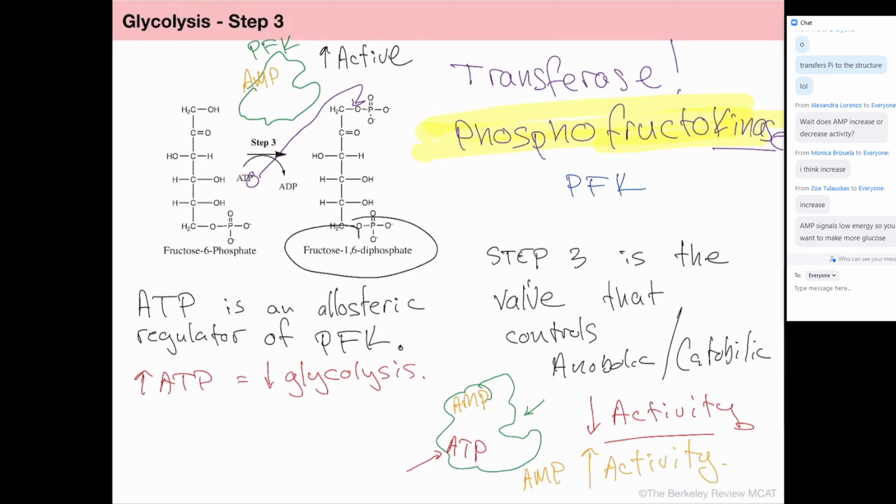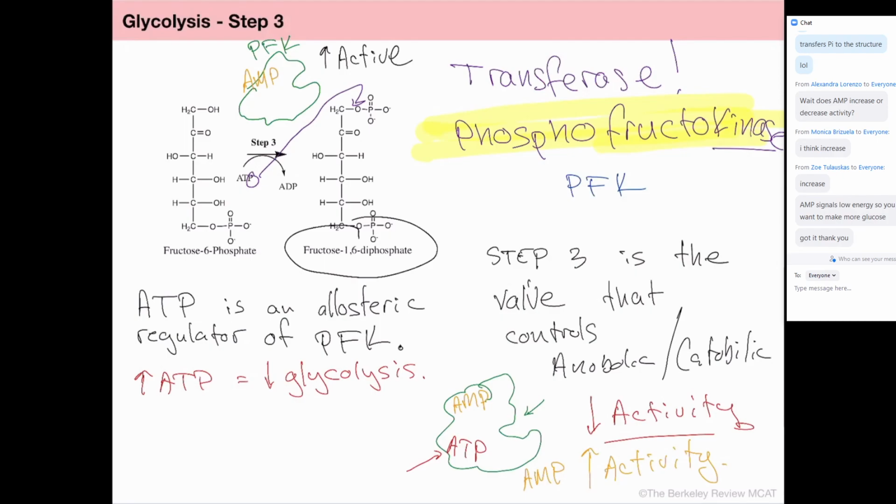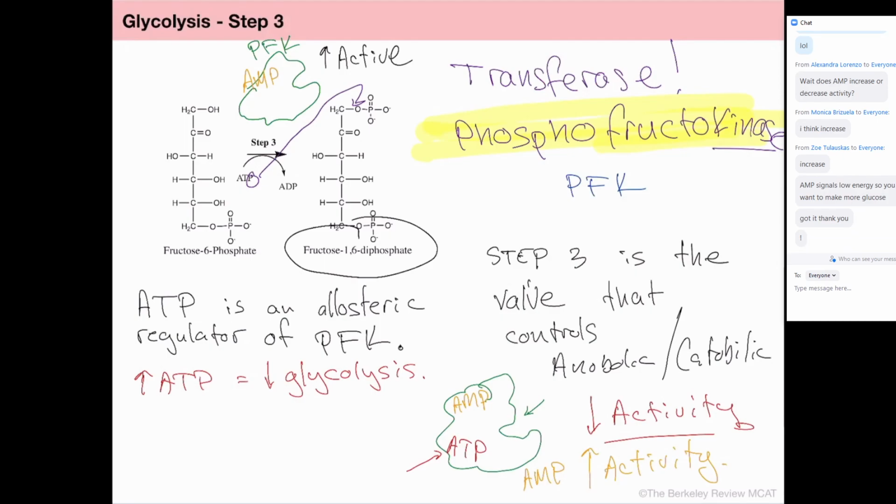Exactly. AMP signals low energy, so you want to make more glucose. No. AMP signals low energy, so you want to oxidize glucose, Zoe. I think that's what you meant to say, but you don't want to make more glucose. You want to burn glucose and turn it into ATP energy. AMP is low energy, so we need to make energy. So far we've gone through 2 committing steps and burned 2 ATP, in step 1 and step 3. Now in the next steps, we have to get more of them back to make this whole thing worth it.